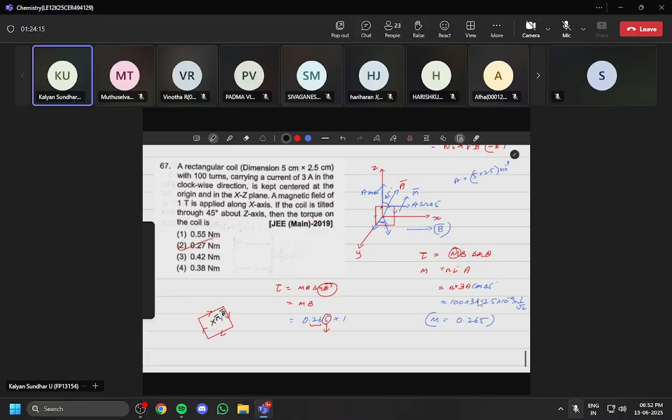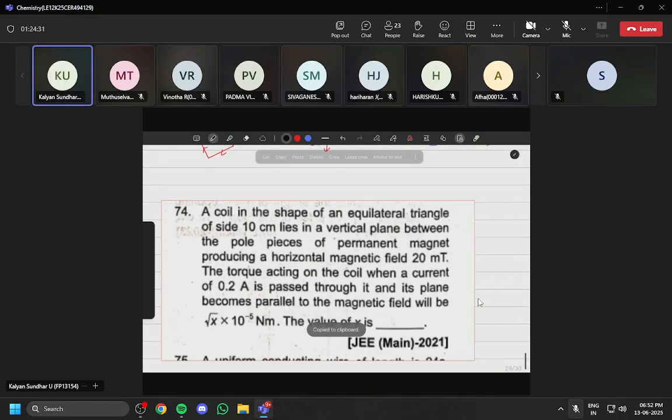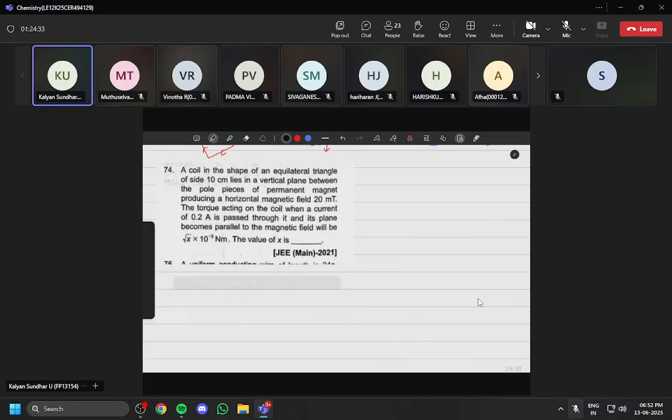Question number 74. Right, so this question. A coil is in the shape of a right triangle. The side is 10 centimeter. It lies in a vertical plane between the poles of a permanent magnet producing 20 millitesla. What will be the torque acting on it when a current of 0.2 ampere is passed? Torque you have to find out again. Now this time the shape is in terms of a triangle. Find it out.